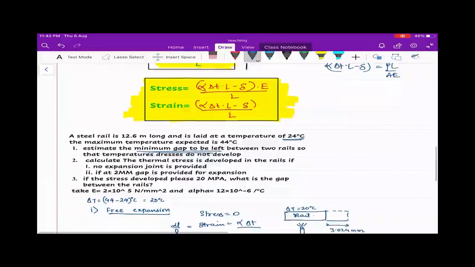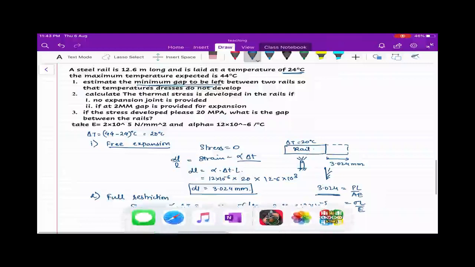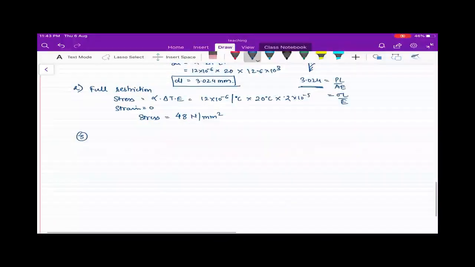And what has been asked in the problem, please try to see. Calculate the thermal stress developed in the rails if a 2 mm gap is provided for expansion. Is it okay? So how much does it want to expand? 3.024. And how much gap is given? 2 mm. So how much amount of deformation will cause stress? 3.024 minus 2 mm, means 1.024 mm will cause thermal stress. Is it okay? So this sigma will be thermal stress.